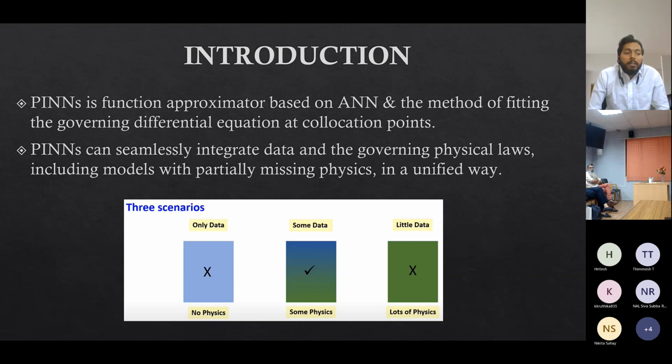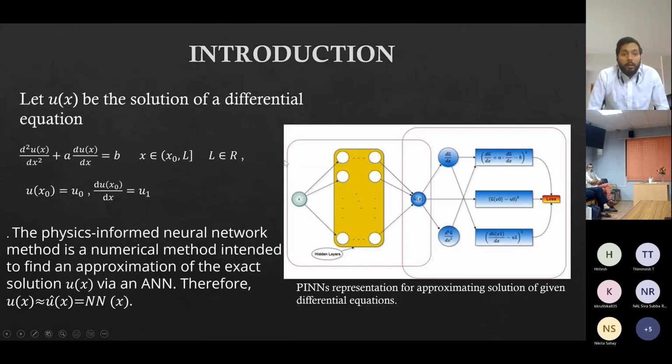Okay, so PINN can seamlessly integrate data and governing physical law, and PINN exploits the input data and the technique of automatic differentiation in order to create approximation of all terms involved in the differential equation and the initial and boundary condition of the investigated model at every point in space and possibly in time. So this is the basic introduction for PINN. Now we are going to take some examples.